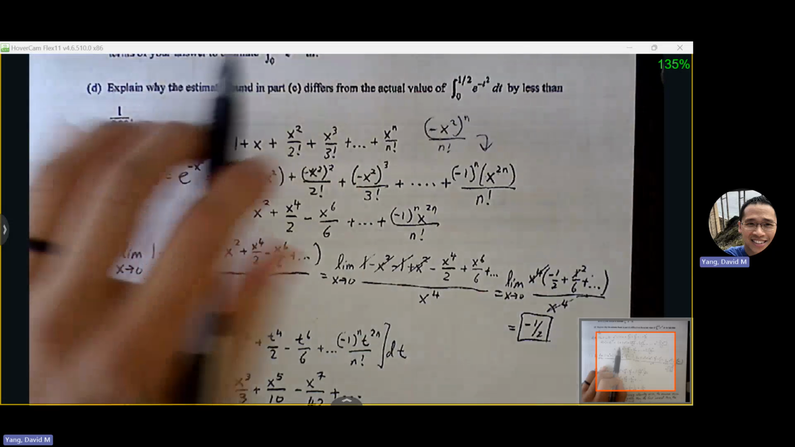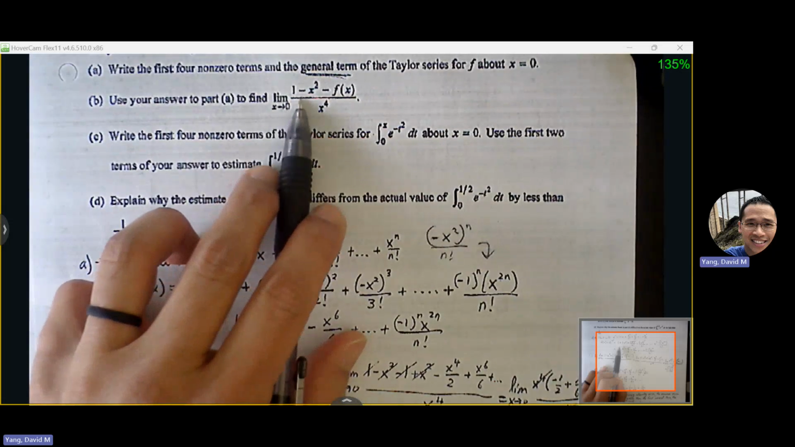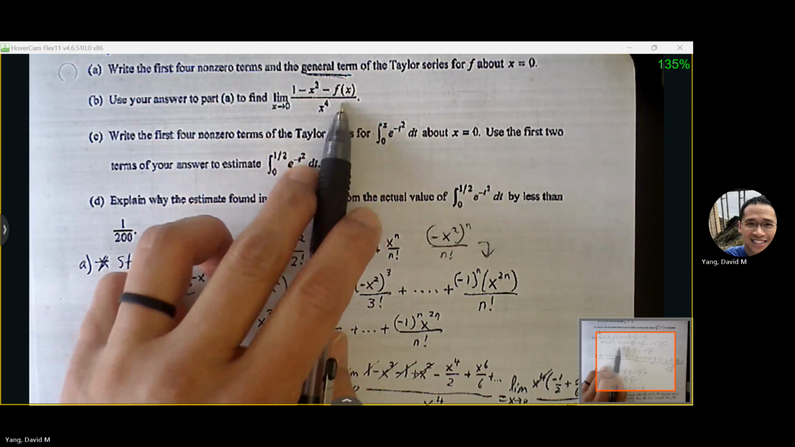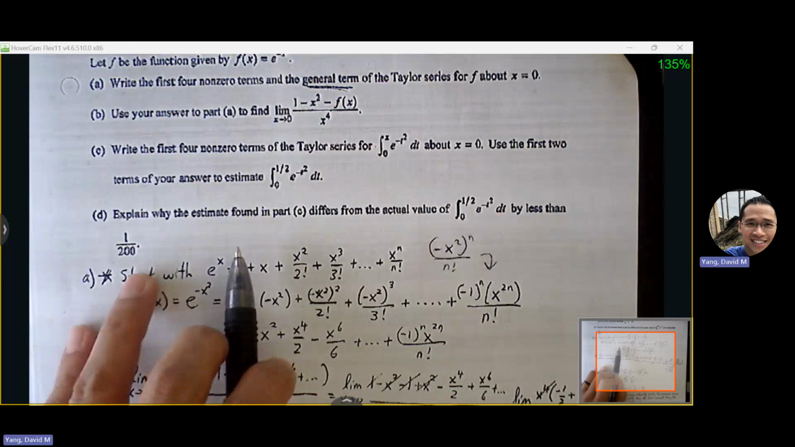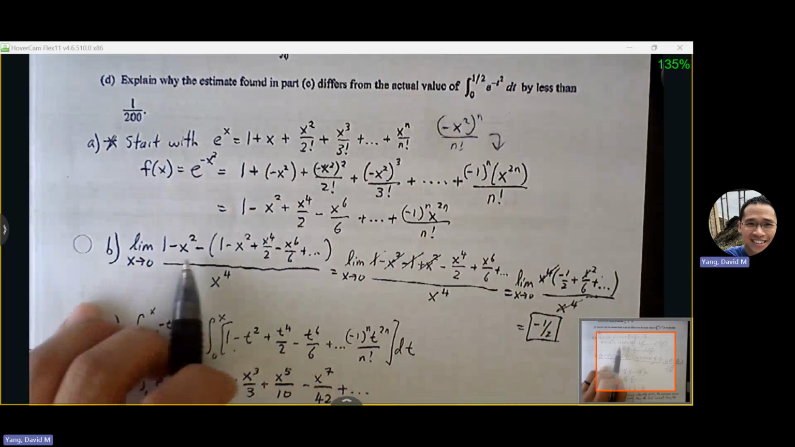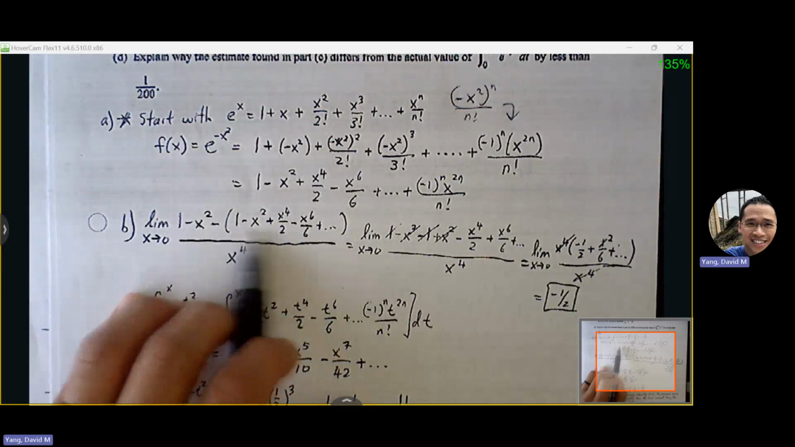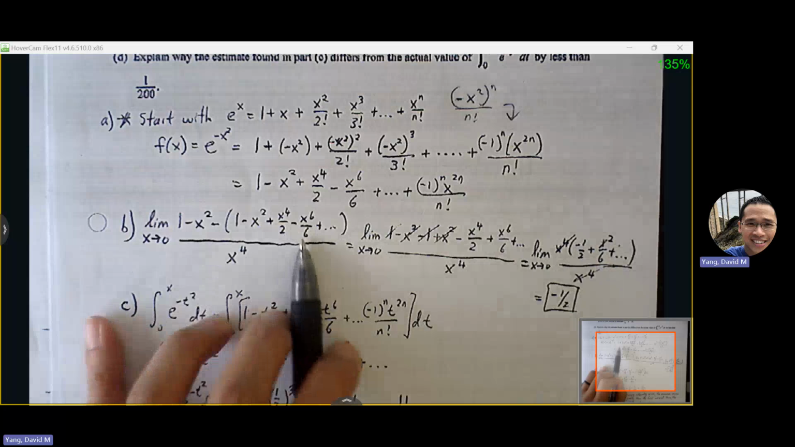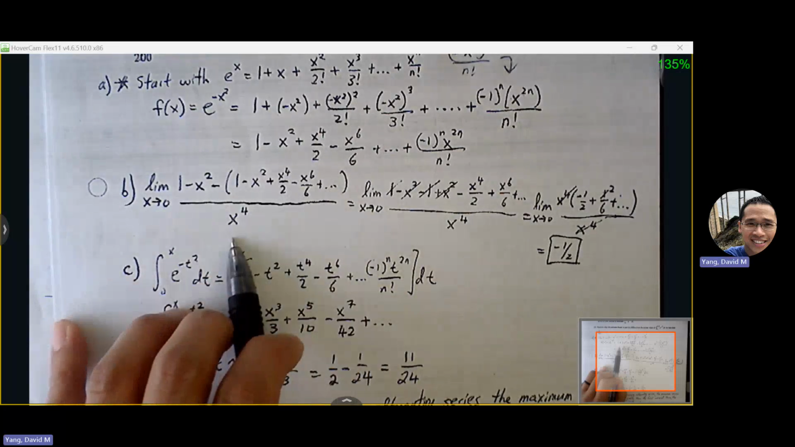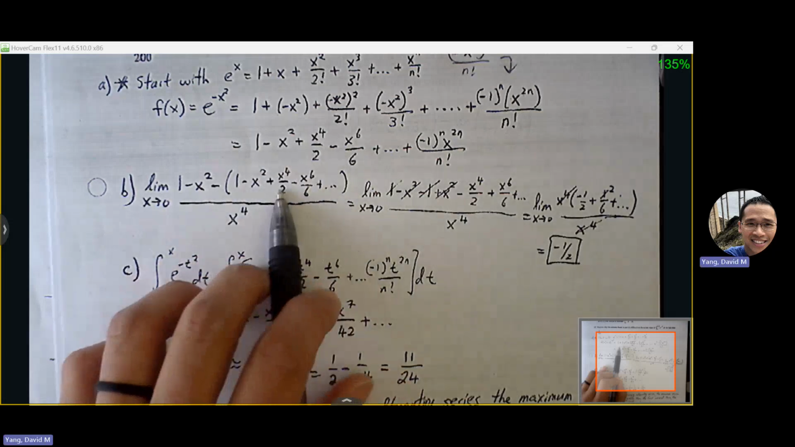Part B says use your answer to find the limit as x approaches 0 of 1 minus x squared minus f of x, all over x to the fourth. So I can replace my f of x with what I found for my expansion here. So 1 minus x squared minus, and then my f of x. If I write out just the first few terms, I know that it keeps going, right? Plus dot, dot, dot. And it feels like, wait, so this goes on forever. How am I able to find the limit?